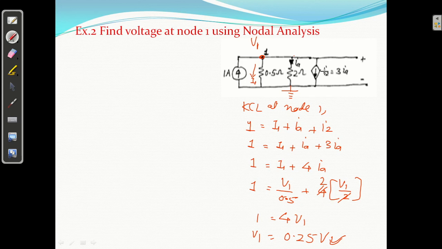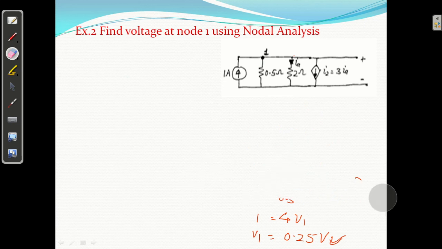I am rubbing it. It is a very simple problem. Dependent source problems definitely look difficult. Some confusion is there, but it is really very simple.